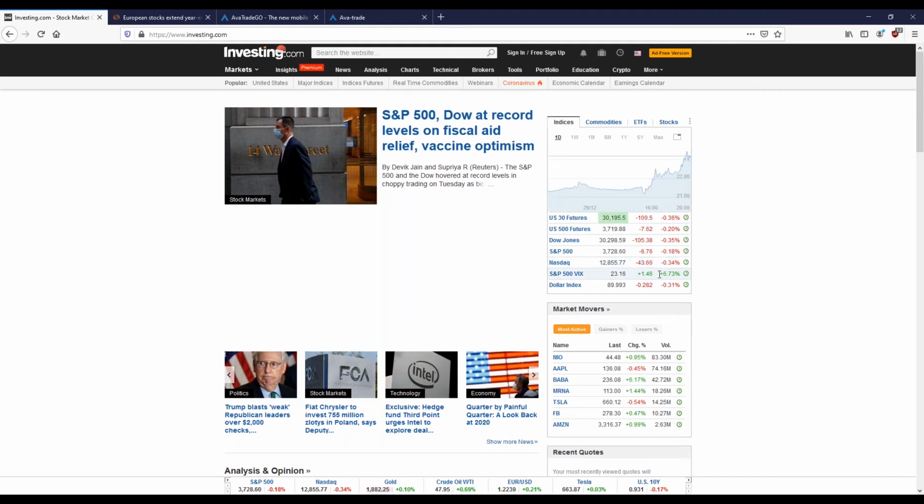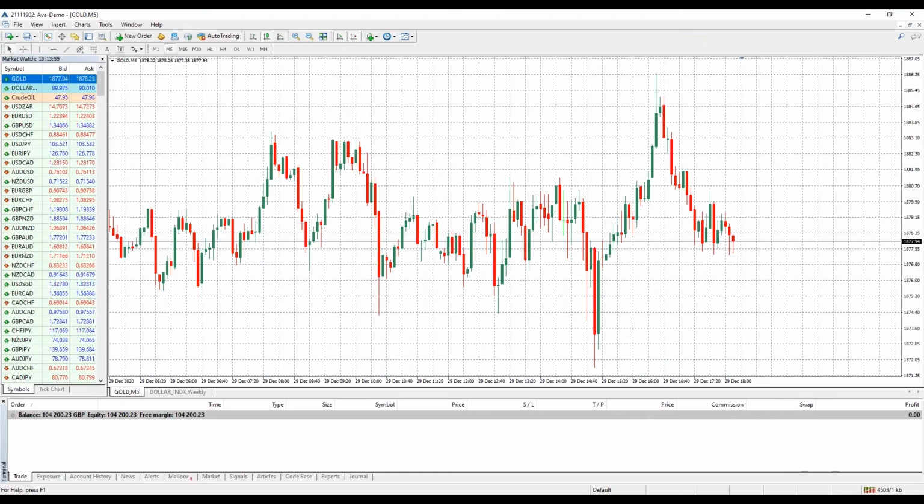Volatility index went way up. It was down all day and now it's up. And US dollar was really weak today. It was down over 0.5%, even 0.6%, and now it's recovered some. So dollar strengthening back with the fear on the market. Okay, so let's then take a look what's happening on the charts.